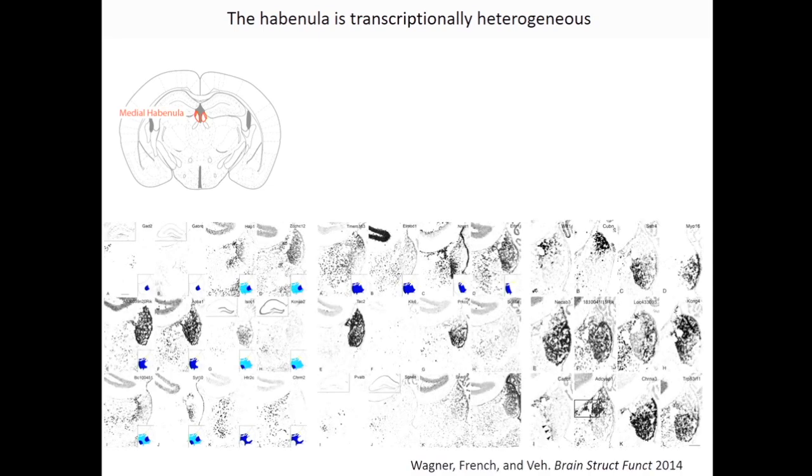And you can see that here in this set of in situs, the habenula has both a medial and lateral component, and there are a lot of transcriptional differences between the two, but even within the really small medial subdivisions, maybe only a couple hundred microns across, you see a variety of different spatially restricted expression patterns.